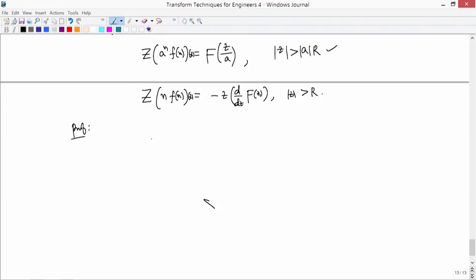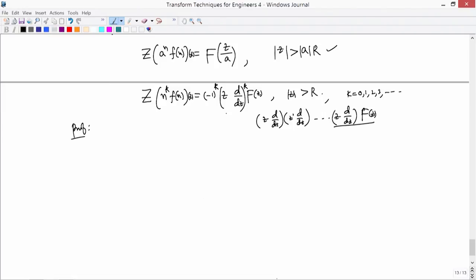So how do we prove this? More generally, let me write n power k. It will become minus 1 power k times z d by dz, power k. You have to operate this differential operator on capital F of z. This is valid for k equal to 1, 2, 3 onwards. This means z d by dz times z d by dz; these are operators. You operate this k times: first you operate on capital F of z, whatever you get is, let us say, g of z, and then again you apply this, and you go on iteratively until you apply the last operator.